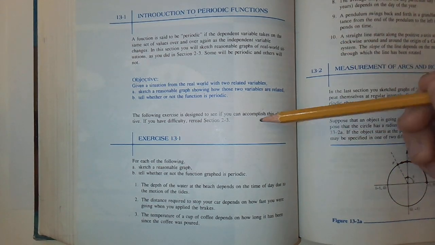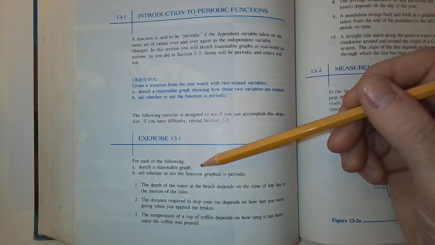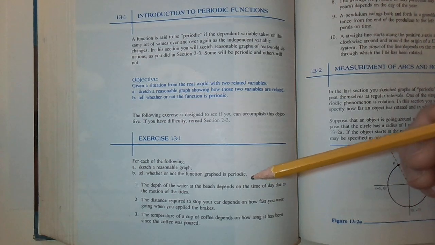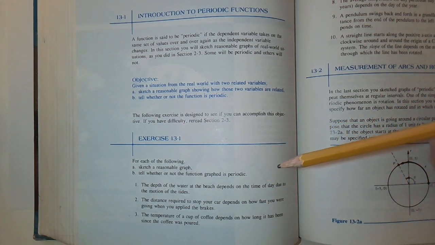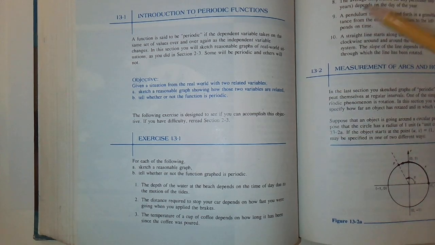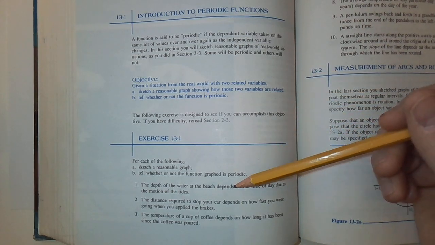to sketch a reasonable graph, meaning that there's not specific x and y points that you're going to be graphing, but to kind of just do like, hey, what would a graph look like if I was graphing these points? And to tell if the graph is periodic or not, right? So we'll take a look at this first one here.